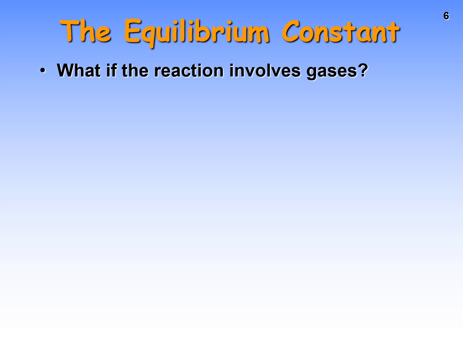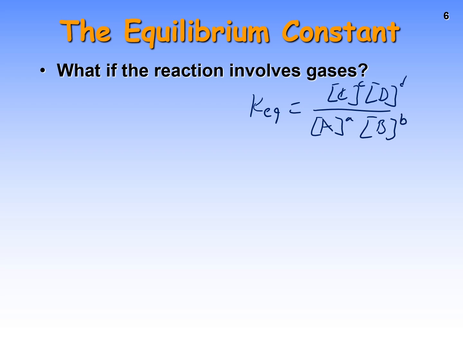So what if our reaction involves gases? In our equilibrium constant, so far, I have shown it as the concentration of C times the concentration of D, to the power of lowercase c and lowercase d, all over A's concentration and B's concentration. Well, most of the time we use concentration, if we're being honest, because most reactions are in the aqueous state that we cover in Gen Chem.